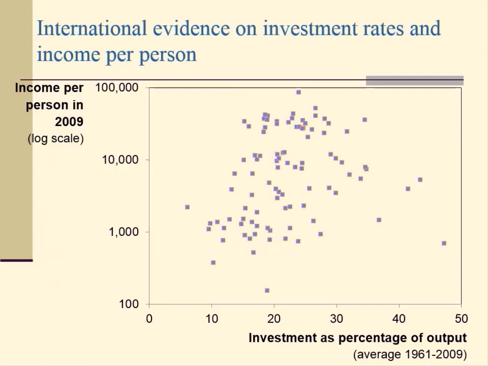This scatter plot shows the experience of 96 countries, each represented by a single point. On the vertical axis, there's countries' income per person in 2009 in log scale. On the horizontal axis, you have the country's rate of investment as a percentage of output, as an average between 1961 to 2009. Each dot represents a country. And what you see is a positive trend line. So you see high investment is in general correlated with high income per person.